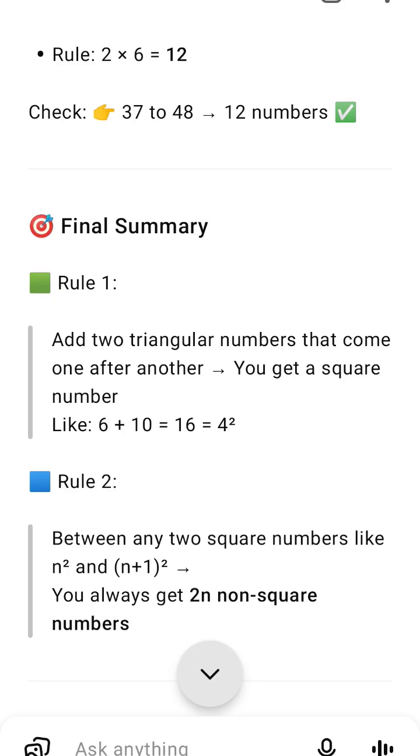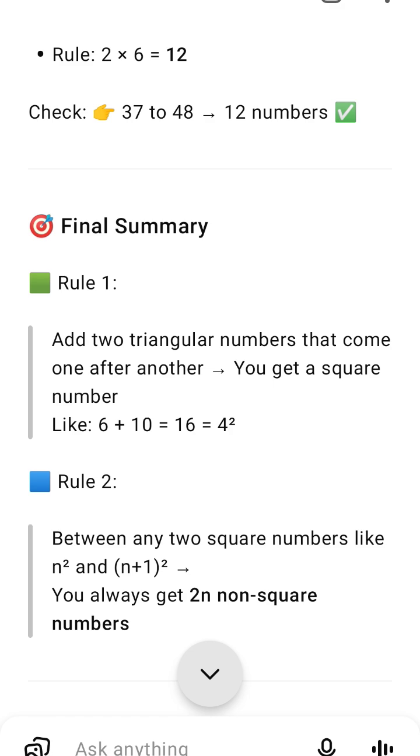Examples. 1 times 1 equals 1. 2 times 2 equals 4. 3 times 3 equals 9. 4 times 4 equals 16. 5 times 5 equals 25. 6 times 6 equals 36. 7 times 7 equals 49. So square numbers are 1, 4, 9, 16, 25, 36, 49, 64, 81.